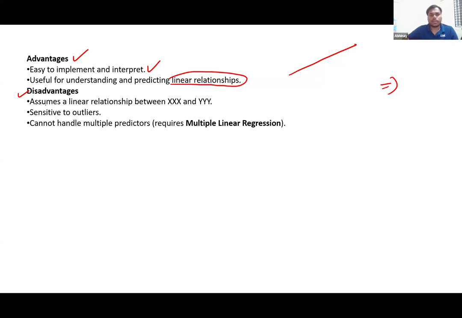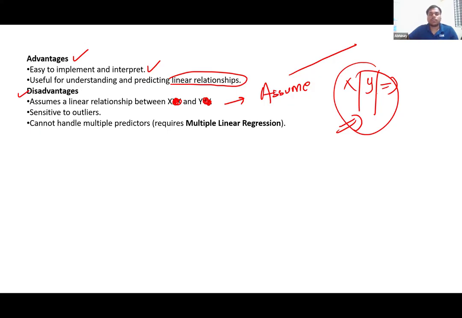Okay, what are the disadvantages that we know? We should assume beforehand that x and y are linear in nature, right? If they are non-linear, we have to deal with it according to that situation. And the second is that it is sensitive to outliers. If any outliers are present in the data, it may affect your result and your model making process, right?